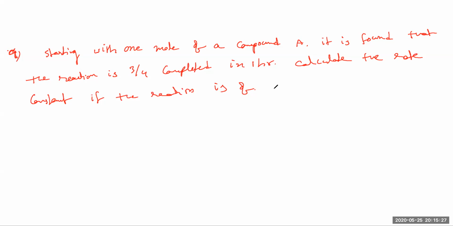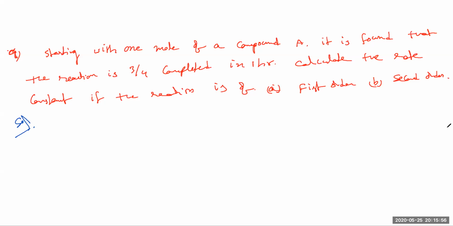First order, two problems, A and B: A is a first order reaction, and B is a second order reaction. So you should find the K value, the first order rate constant and the second order rate constant, from this given data. Okay, take the solution and solve it.